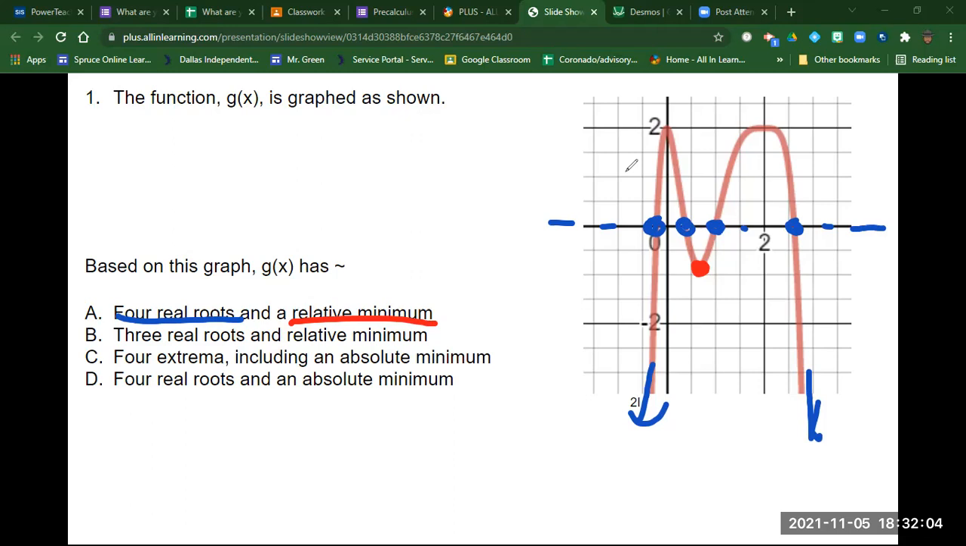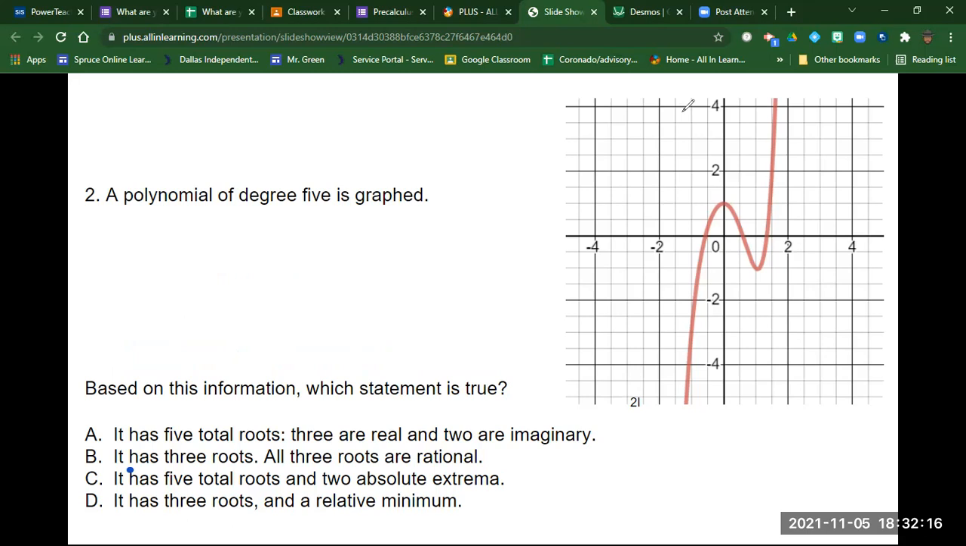Let's go on to the next problem. How do you do that? Clear. All right. A polynomial of degree 5 is graphed. I'll try to go a little faster this time.